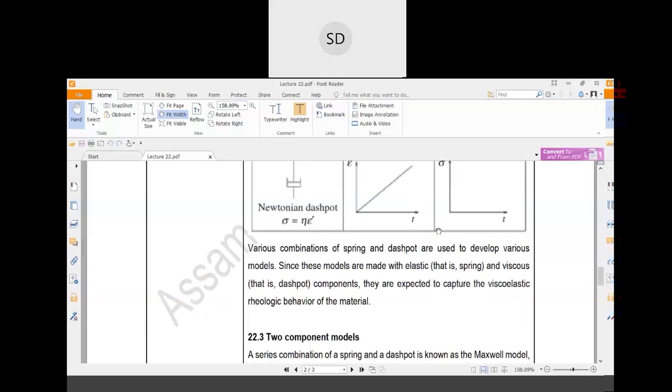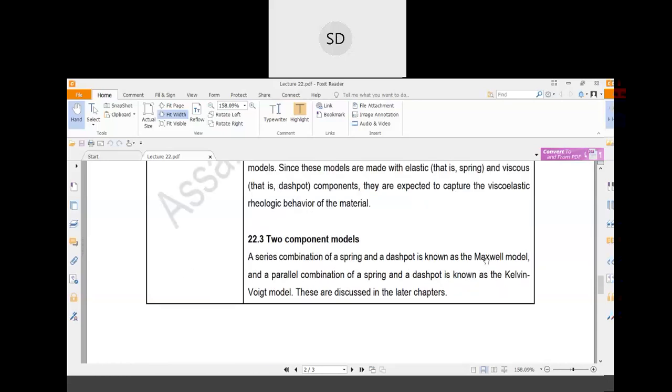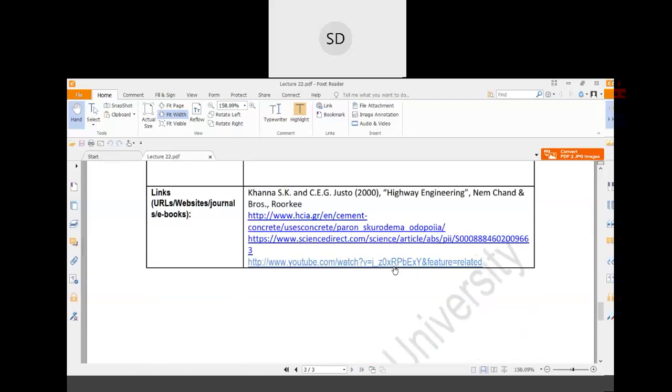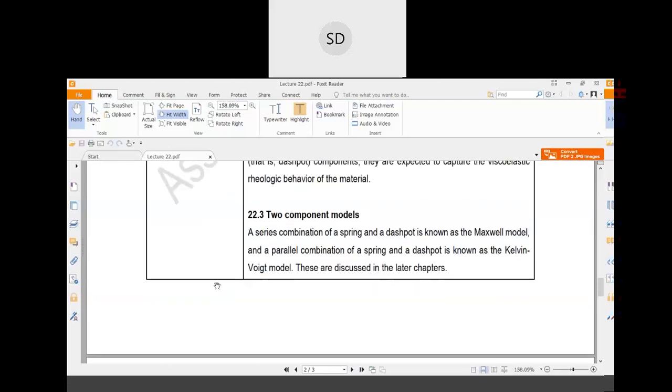Various models have been designed or postulated based on the spring and dashpot. Some of the models are very basic. These are two-component models. In the two-component models, a series combination of spring and dashpot is known as the Maxwell model. There are different models like the Maxwell model and the Kelvin model. In the Maxwell model, the spring and dashpot are connected in a series connection.